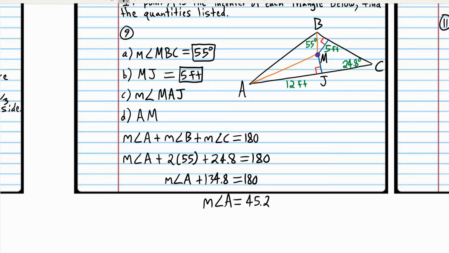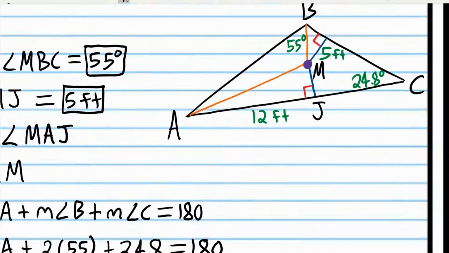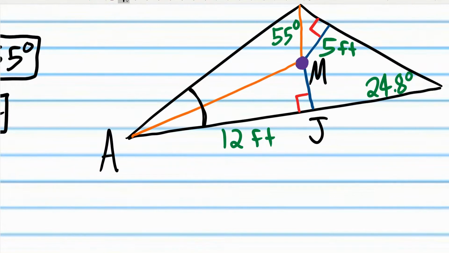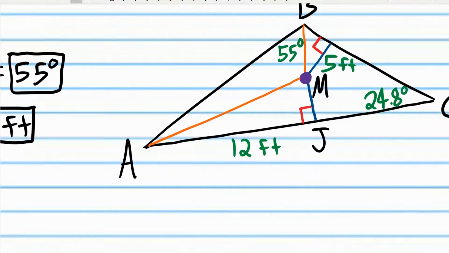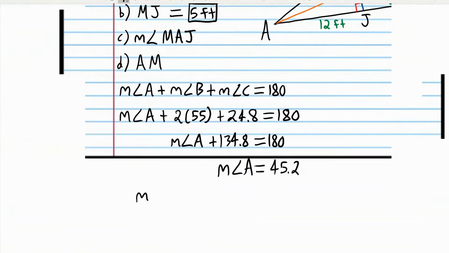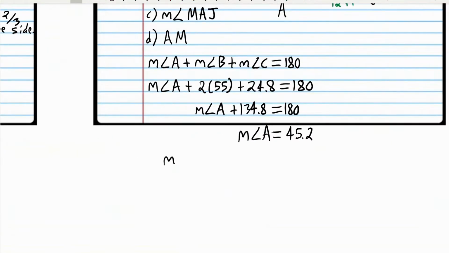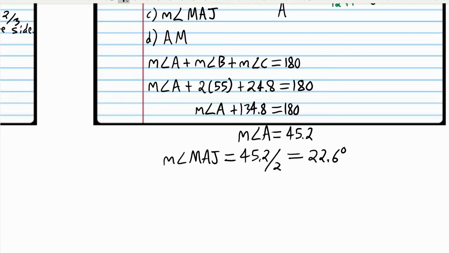And now we found this angle here using the triangle sum theorem. But now we need to find the measure of angle MAJ, which is this angle here, which is half of that angle, because again, this is an angle bisector. So the measure of angle MAJ is equal to that angle we found, 45.2, divided by 2. And let's see what that would be. Divided by 2 equals 22.6 degrees. So that is the answer to that one.